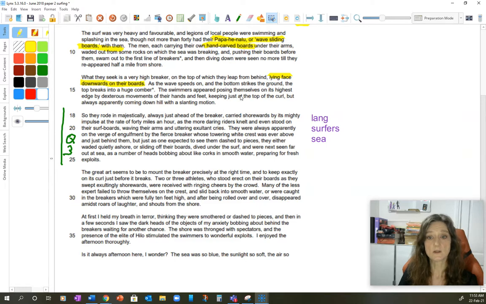As the wave speeds on and the bottom strikes the ground, the top breaks into a huge comber.